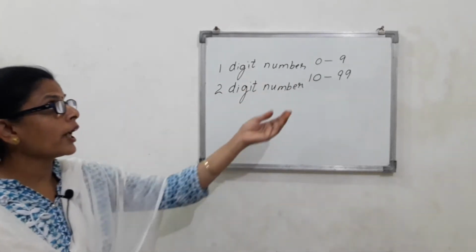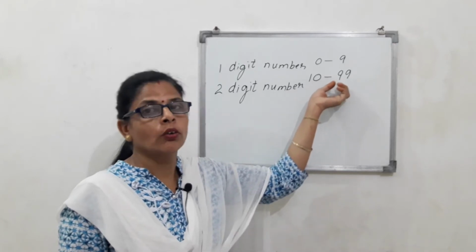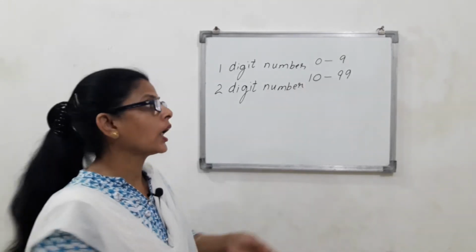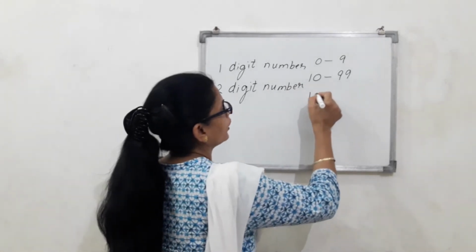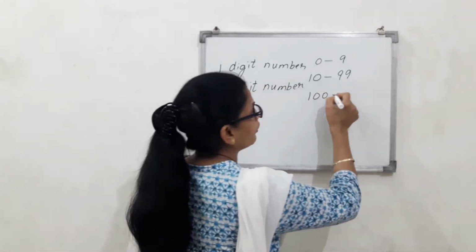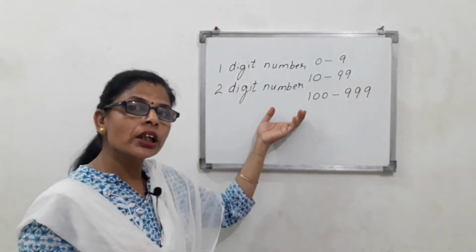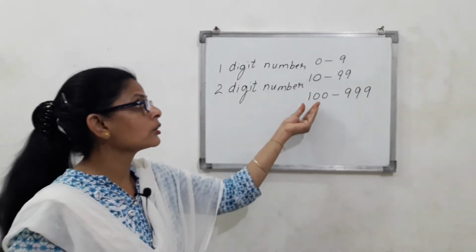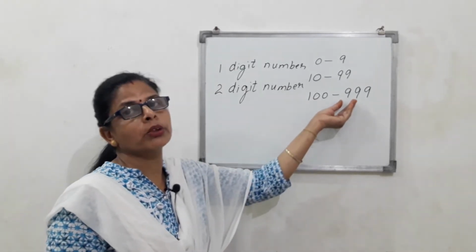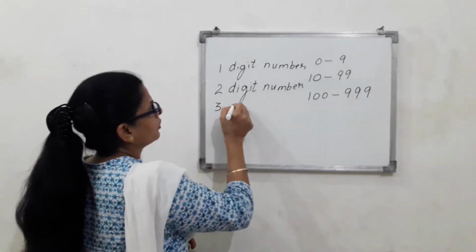Next, if we add 1 to 99, what do we get? We get the 3-digit number, 100. From 100 to 999, they are known as 3-digit numbers. The smallest 3-digit number is 100 and the biggest 3-digit number is 999.